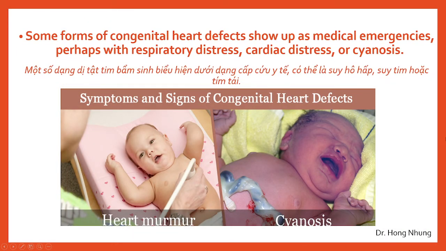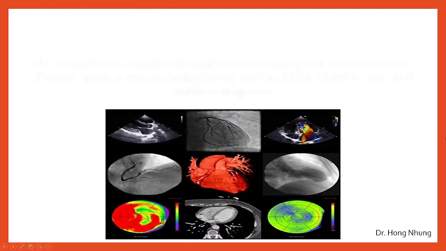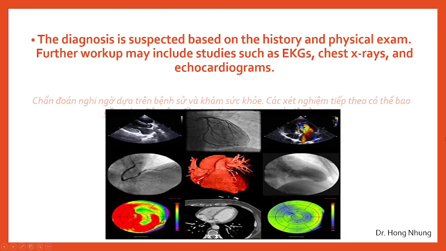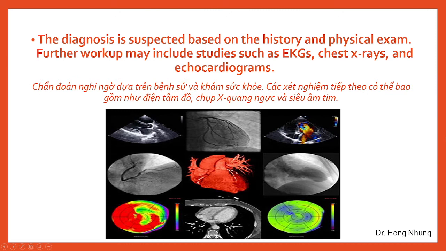Some forms of congenital heart defects show up as medical emergencies, perhaps with respiratory distress, cardiac distress, or cyanosis. The diagnosis is suspected based on the history and physical exam. Further workup may include studies such as EKGs, chest X-rays, and echocardiograms.